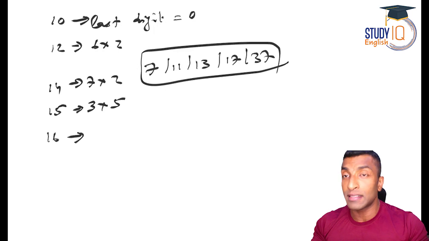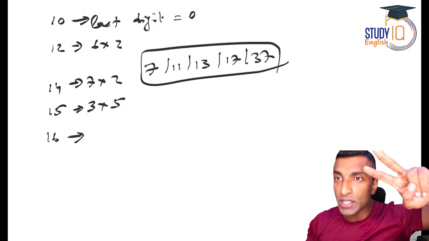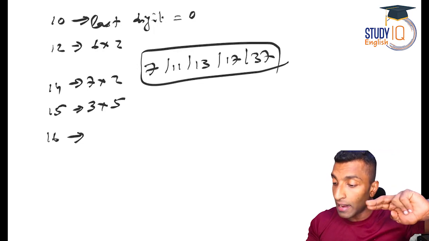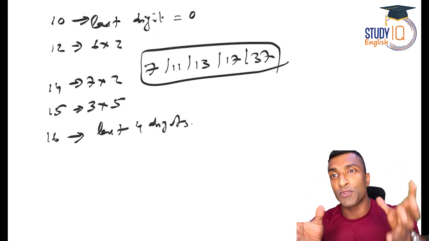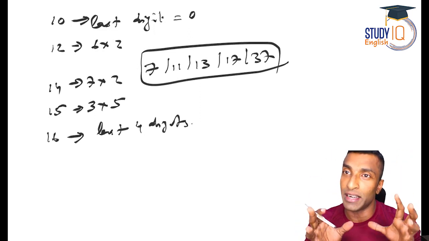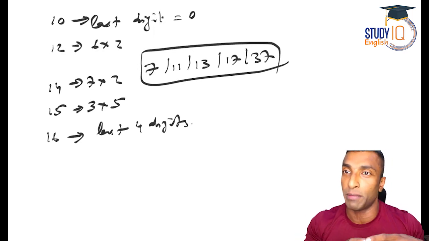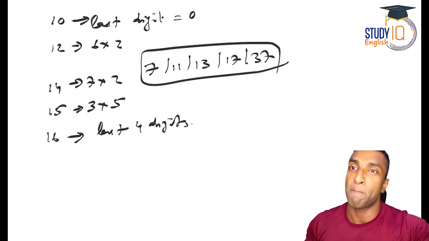And 16 is just like 2, last digit, 4, last 2 digits, 8, last 3 digits, 16, last 4 digits. So what you need to do, you need to check the last 4 digits to know whether a number is divisible by 16 or not, or to find the remainder when a number is divided by 16. You don't want to do the complete calculation.